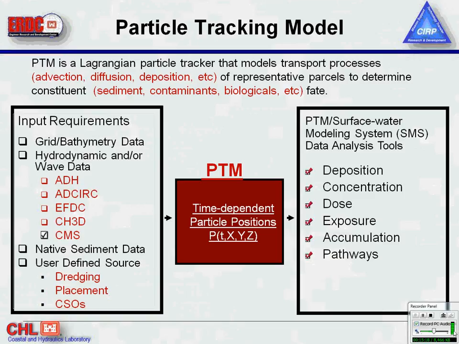Particle tracking model. The particle tracking model is like a Lagrangian particle tracker, and that model simulates transport processes. That includes advection, diffusion, and deposition for sediment particles. The model can simulate sediments, contaminants, fish larvae, fish eggs, and biological particles. And those particles are mostly neutrally buoyant particles; they don't have mass. So you can do different kinds of simulation when you specify whether it's a sediment particle with mass, a neutrally buoyant particle, or one with biological features in the model.